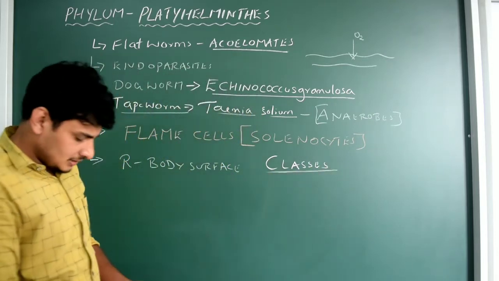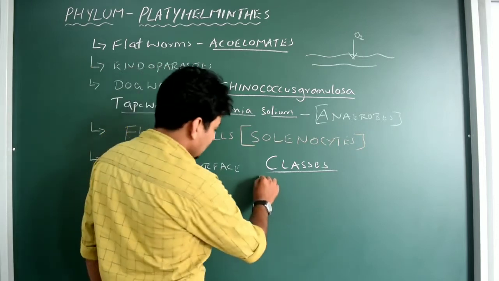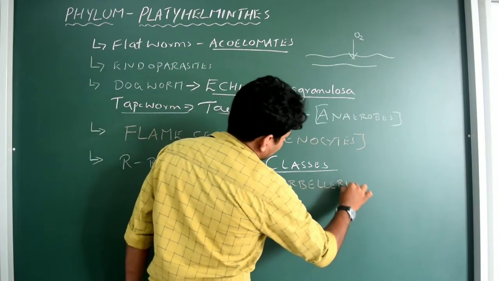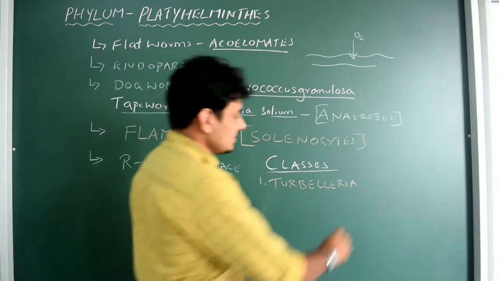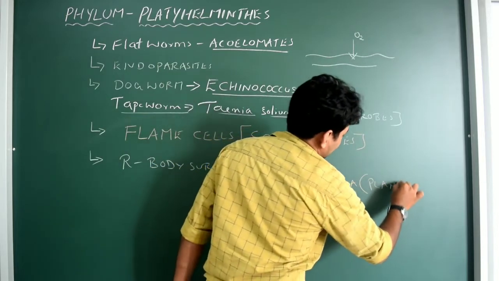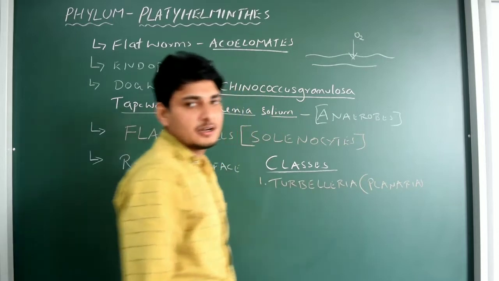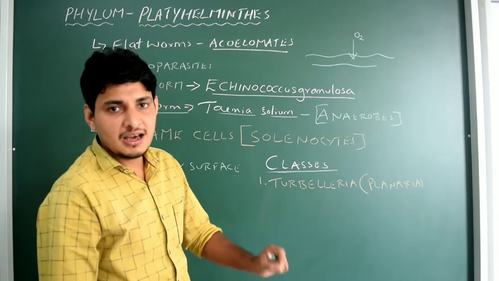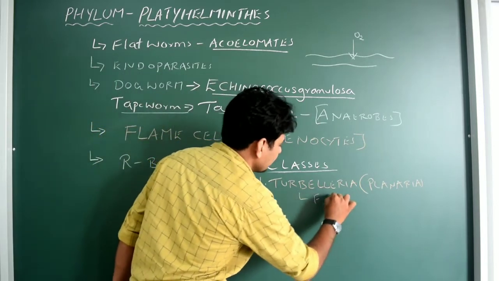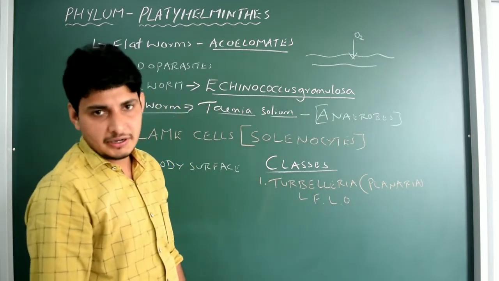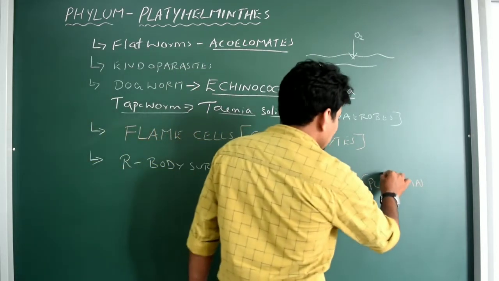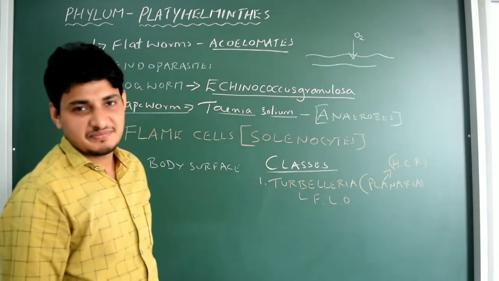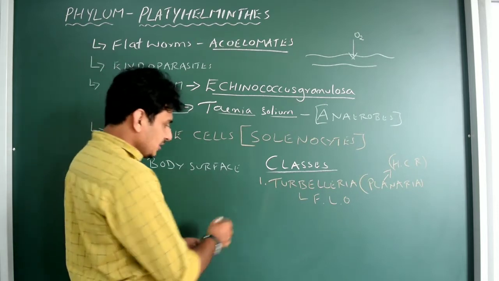Classes. There are three classes, easy, three classes. The first one is Turbellaria. Example for Turbellaria, Planaria. So it is understood that Planaria are not endoparasites, they are not parasites actually. So the Turbellaria class is nothing but free living organisms. They live in the fresh water. Got it? So in Planaria what you see? High capacity of regeneration. That is Turbellaria. Done. The next, we go to the second class.